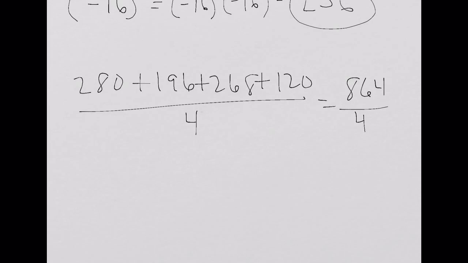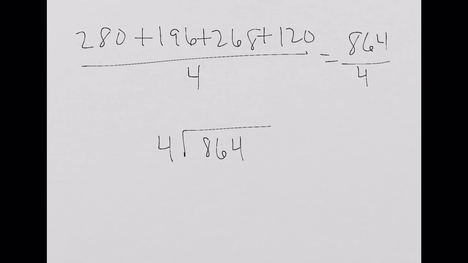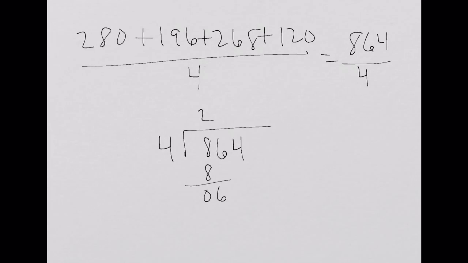From there, we should just be able to divide to get our answer. So how many times does 4 go into 864? It's always good to practice some long division. We get out of the habit of doing it. So 4 goes into 8 twice, and then 4 goes into 6 once. There we go. And 4 goes into 24 6 times. So the average score for this one would be 216.